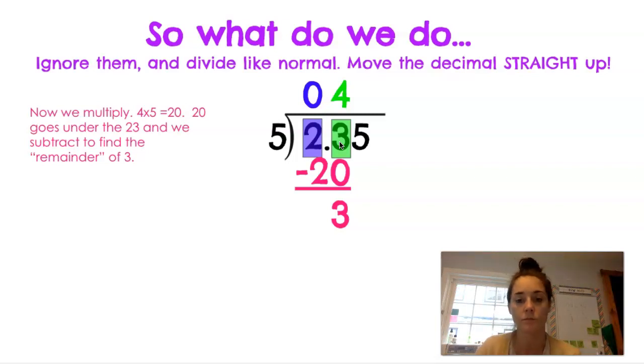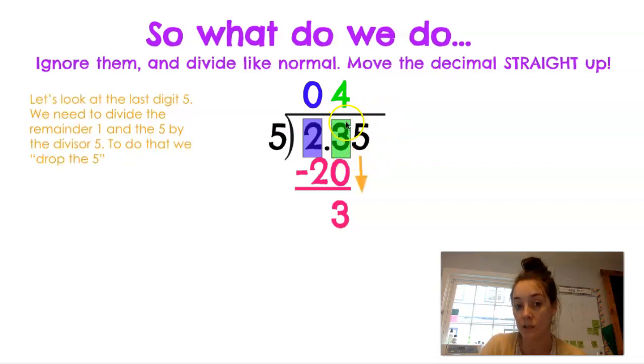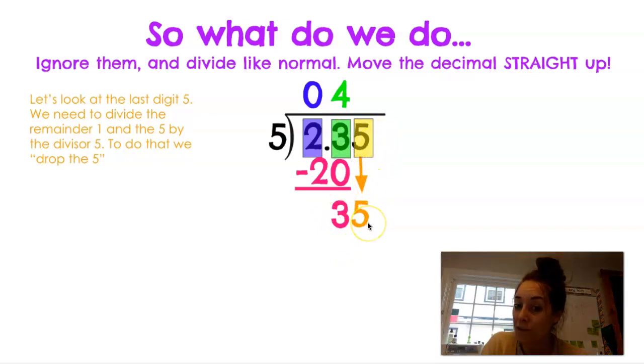All right. Now I need to come over to this third digit. Let's look at this digit 5. I have to remember that I'm not just looking at the 5 digit. I need to also remember this remainder of 3. So I got to bring that 5 down.